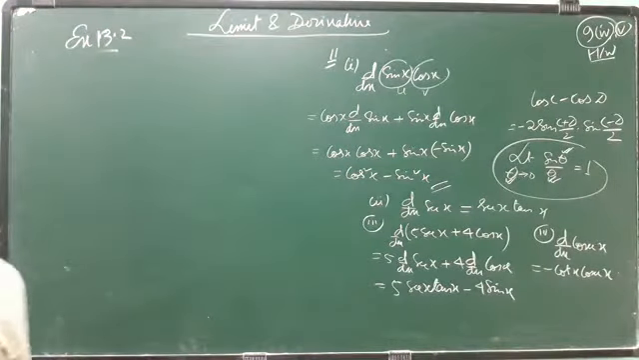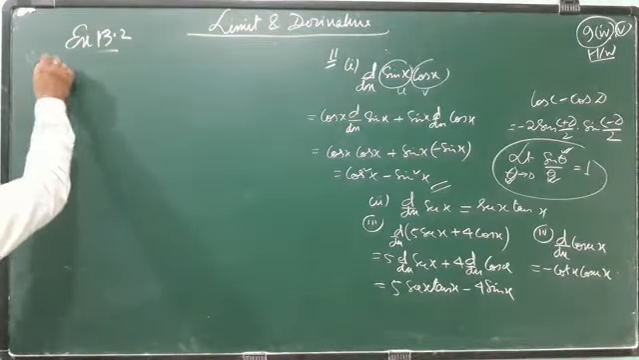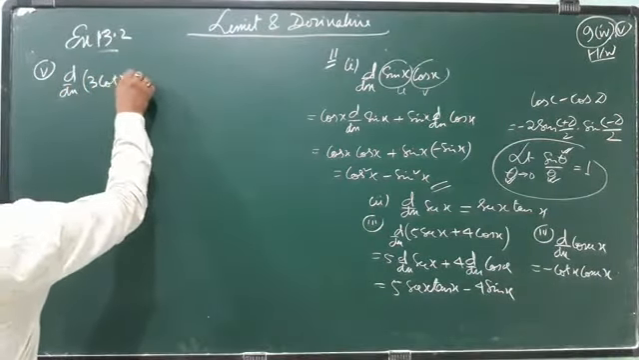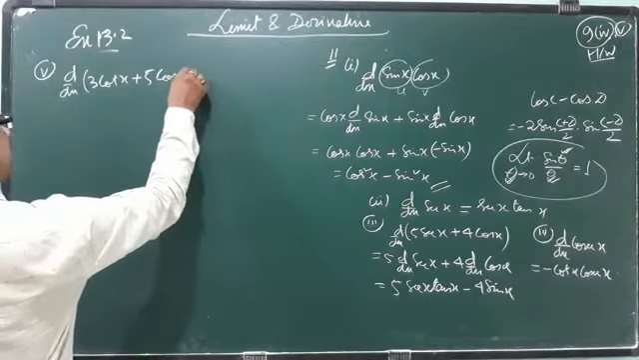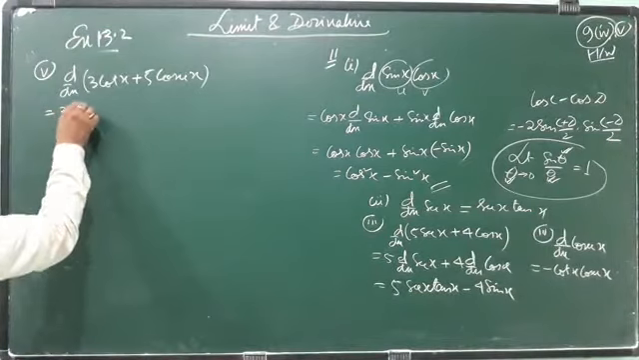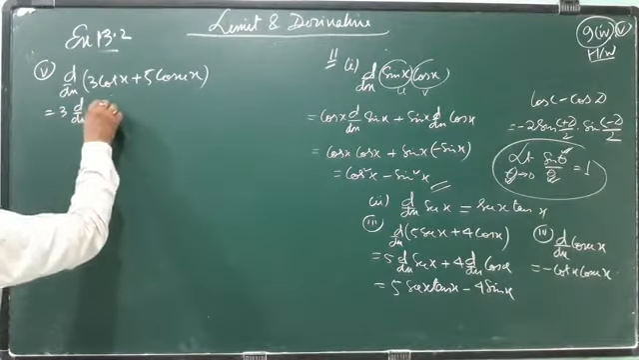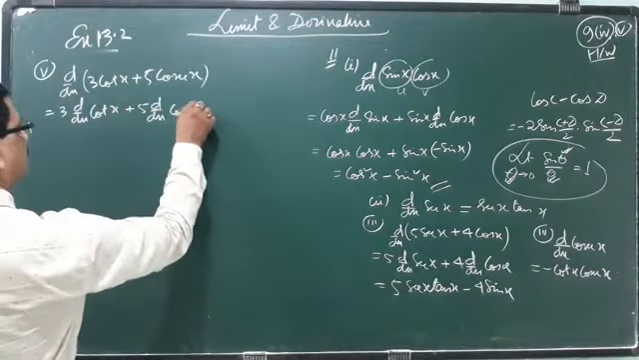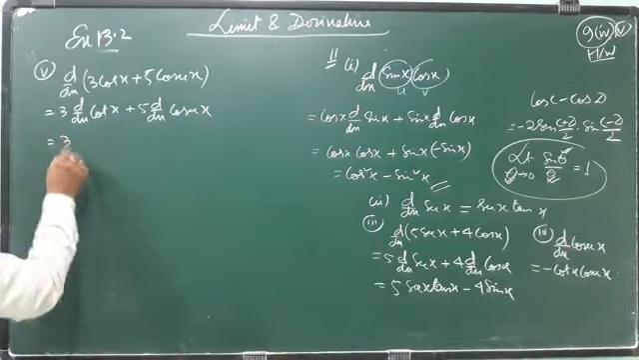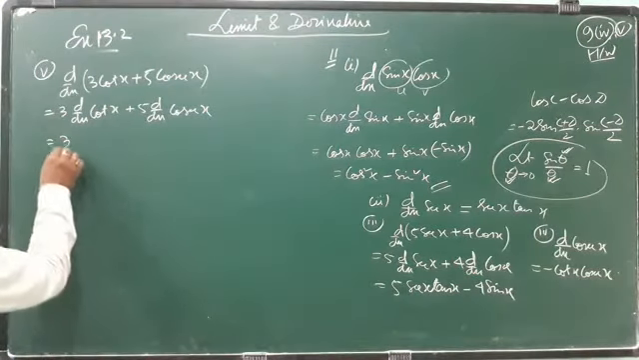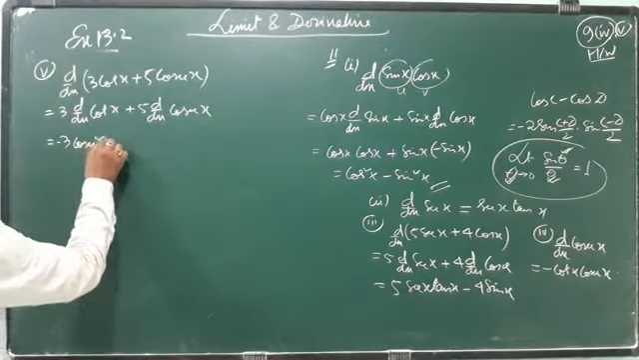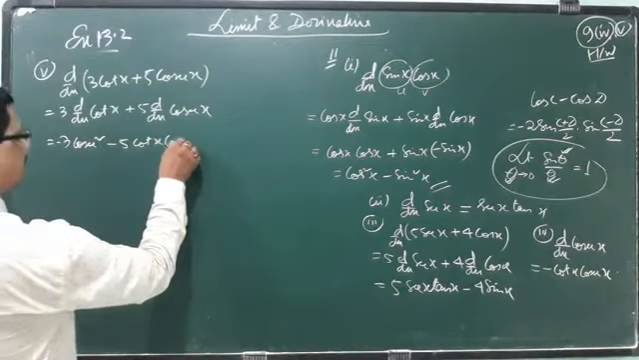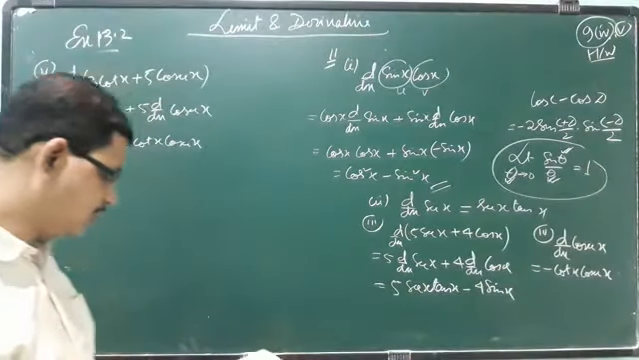Now we are going to do question number 5, d dx of 3 cot x plus 5 cosec x. The differentiation of cot x is minus cosec square x, and of cosec x is minus cot x cosec x. Just apply the formula, nothing extra has been done.